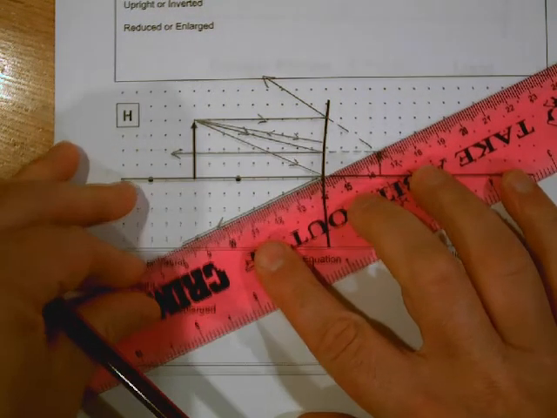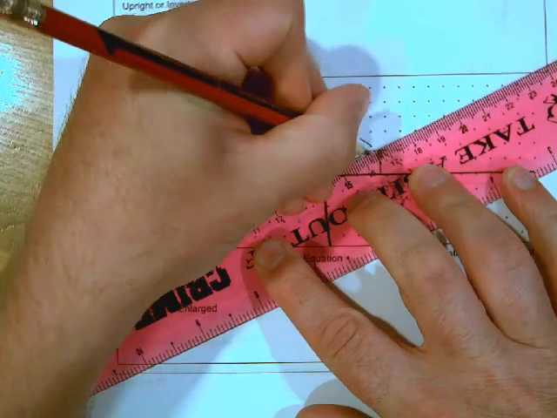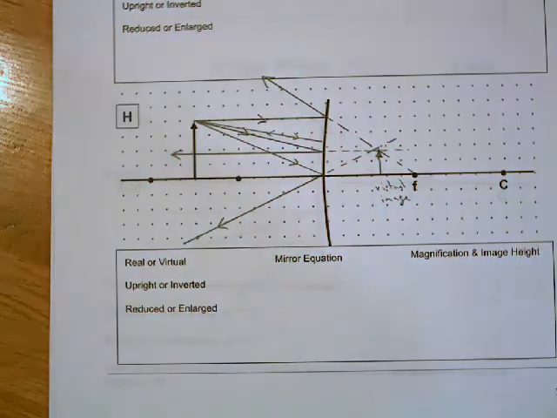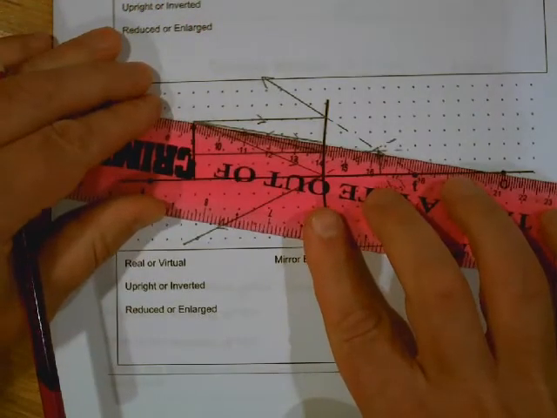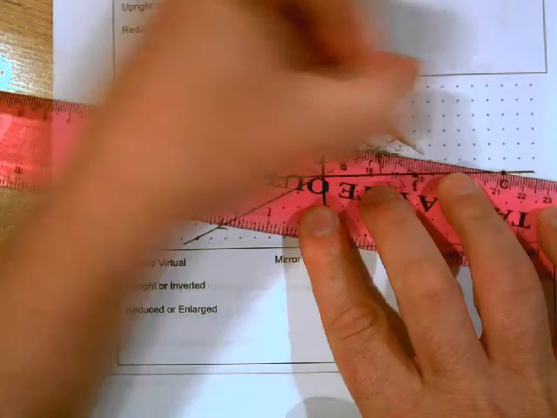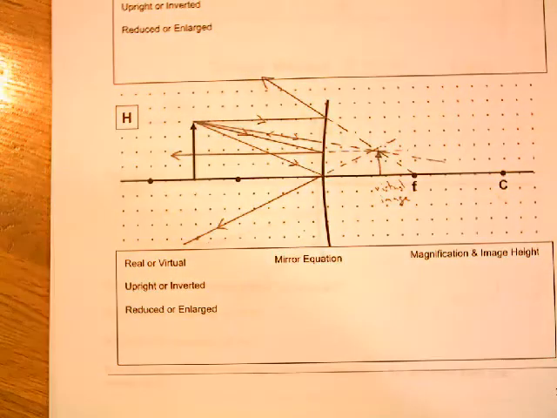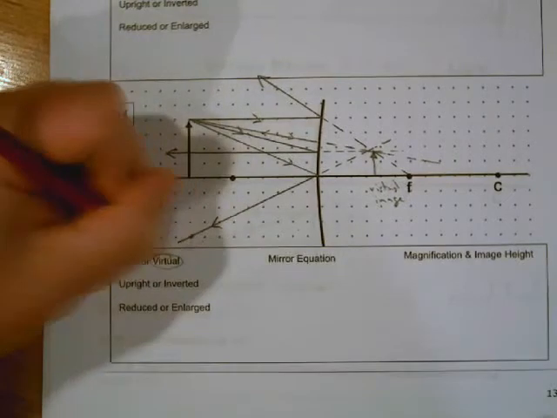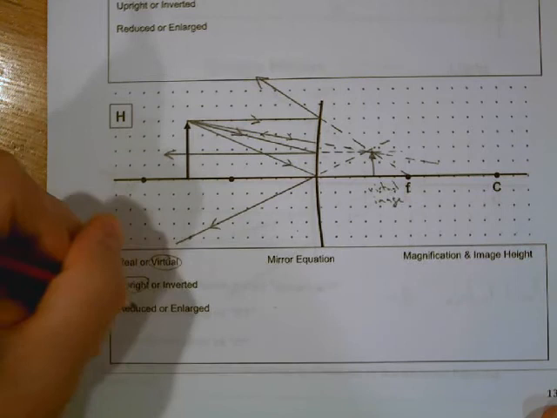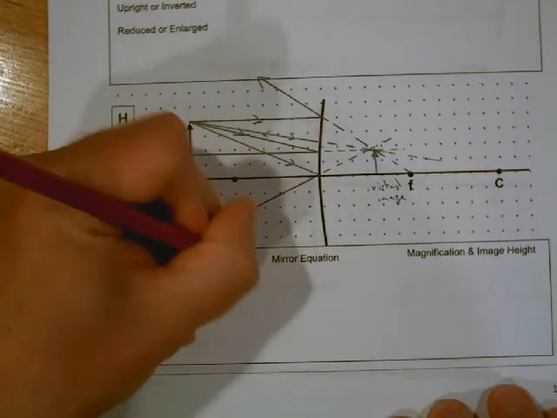Let's extend the other ones back. So if I extend this one back, okay, I didn't do perfect with that one because it missed by a smidge. If I extend the center one back, the one that hits the center of curvature, that one did a better job. Okay, they all meet right there. All right, so drawing it, that makes sense. So this would be a virtual image. It would be right side up. It would be smaller.